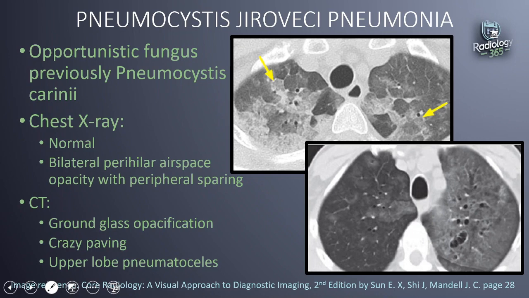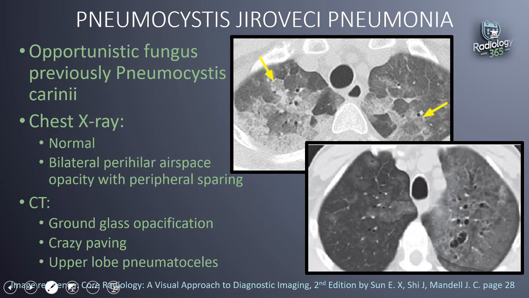prophylaxis. You may have a normal chest radiograph for patients who have pneumocystis jirovecii pneumonia, but a classic finding is bilateral perihilar airspace opacities, which spare the peripheries. On CT, the classic appearance is ground glass opacification. Sometimes you may have a crazy paving appearance.